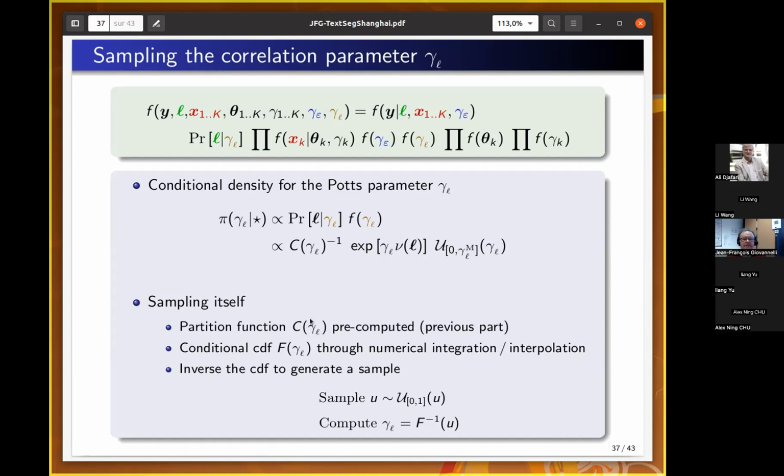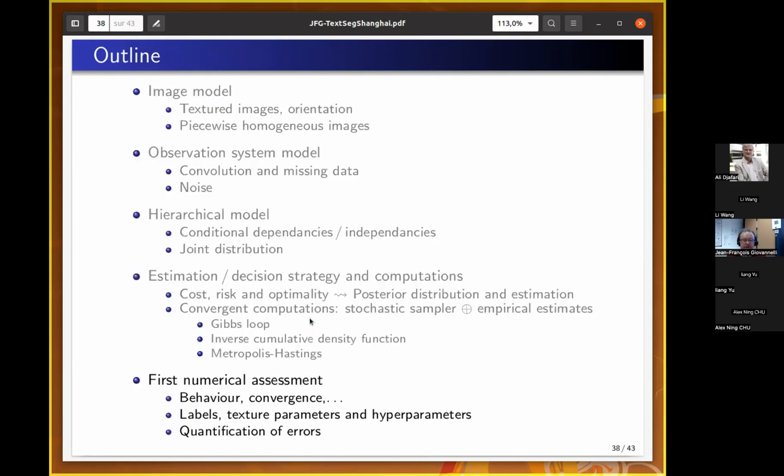Okay, that's it. Now I have described all the sampling steps, and I can give a first numerical assessment.